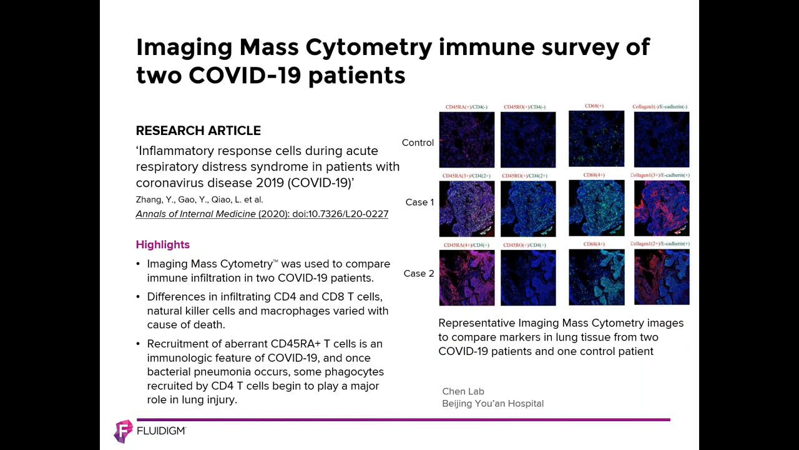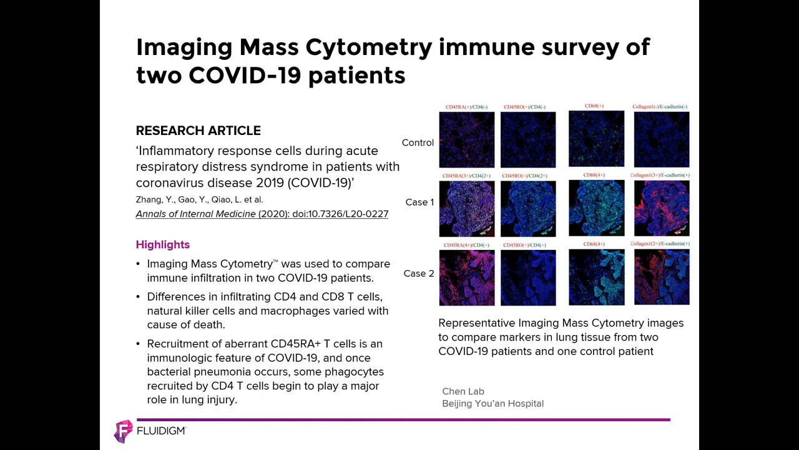This slide shows a report from the Annals of Internal Medicine released last week. The authors used an 18-marker imaging mass cytometry panel to enable an unbiased exploratory approach to assess immune infiltration into lung tissue from two COVID-19 patients, one who died of cardiac arrest and one who died from pneumonia complications. Differences were noted in the immune patterns of infiltrating CD4 and CD8 T cells, NK cells, and macrophages in a single section of lung tissue from each patient.